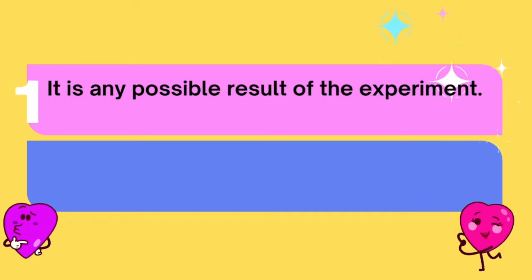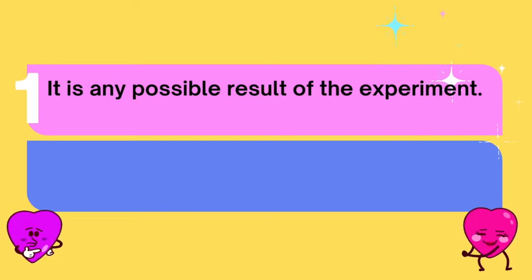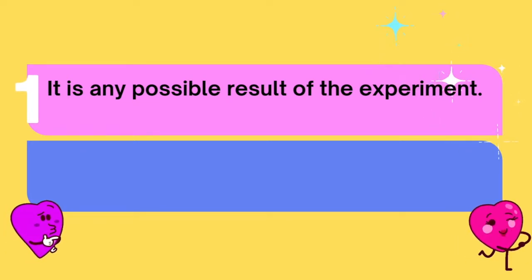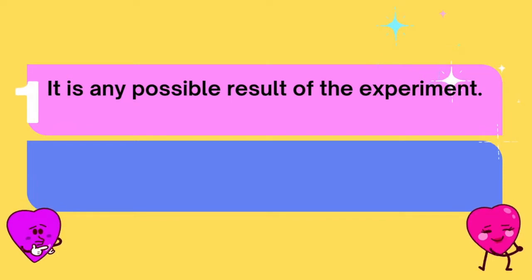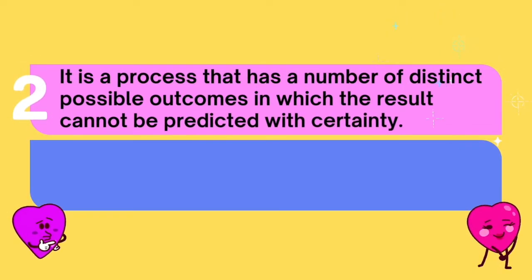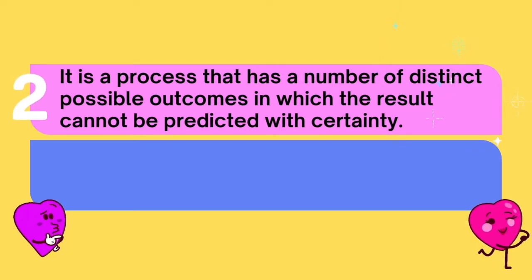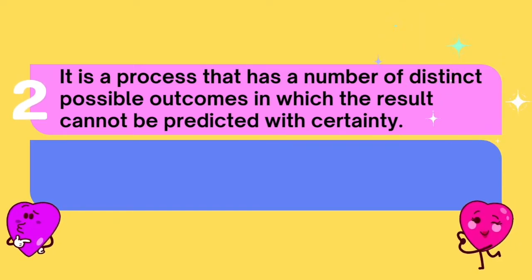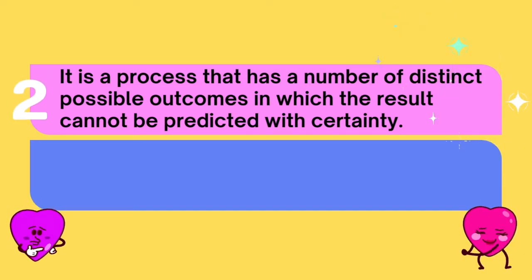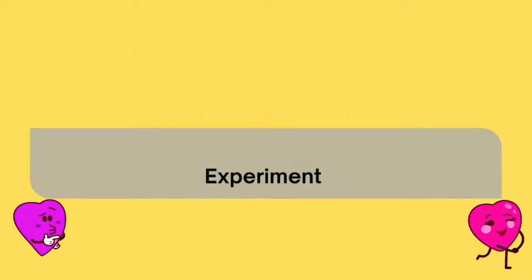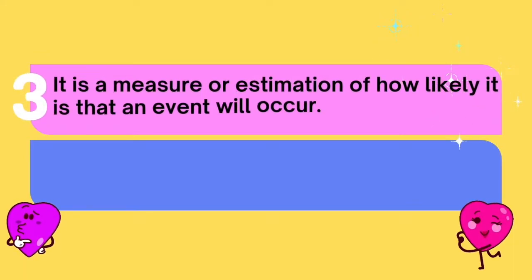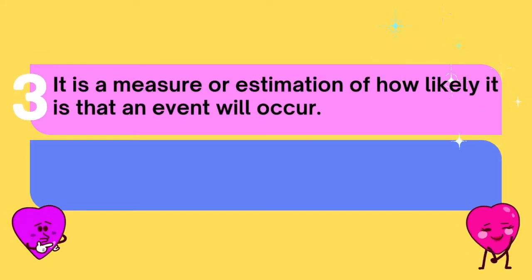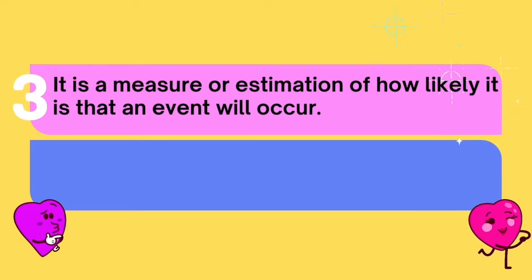Number one, it is any possible result of the experiment. The answer is outcome. Number two, it is a process that has a number of distinct possible outcomes in which the result cannot be predicted with certainty. The answer is experiment. Number three, it is a measure or estimation of how likely it is that an event will occur.